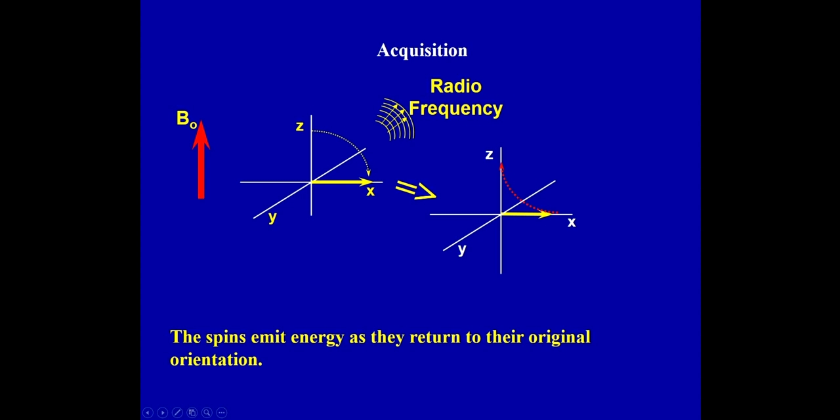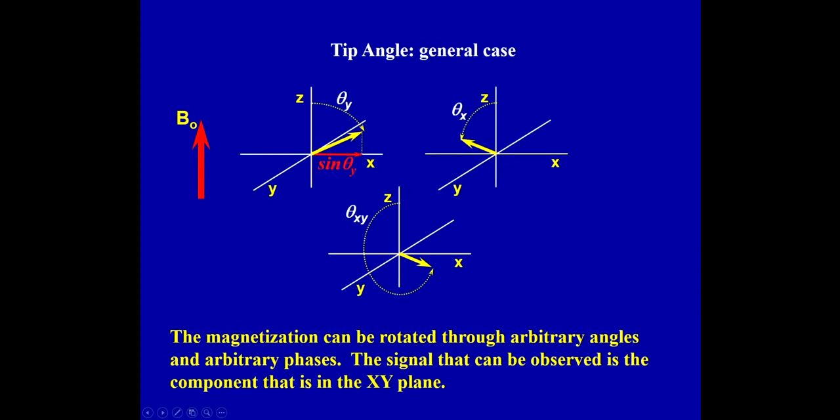Now, as the spins return to their initial orientation along the Z-axis, they are precessing here and they emit energy. As long as they stay coherent, we can get a signal. Now, in a general case, how far we can tip this, it's usually drawn as a 90-degree tip. We can tip this to many different angles. We can tip it around the y-axis, we can tip it around the x-axis, we can tip it somewhere in between, and we can make it rotate slowly and then quickly and slow it down again. But all that matters when we go to detect our signal is what is in the XY plane.